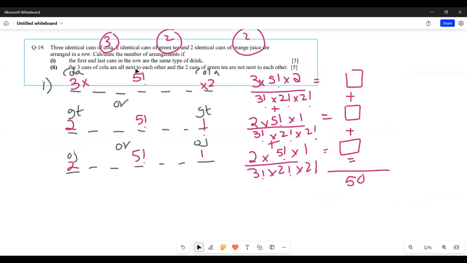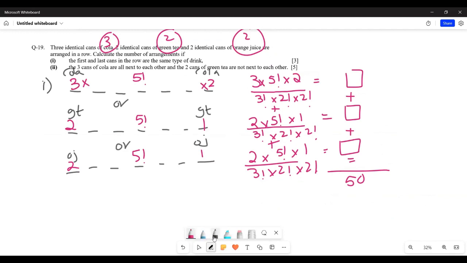3 cans of cola are all next to each other. So let's group them. It's going to be cola, another cola, another cola. So that's 3 factorial. Okay. Group it as a single can with arrangements 3 factorial. So 3 cans are next to each other. So these are those 3 cans grouped together, 3 factorial arrangements.